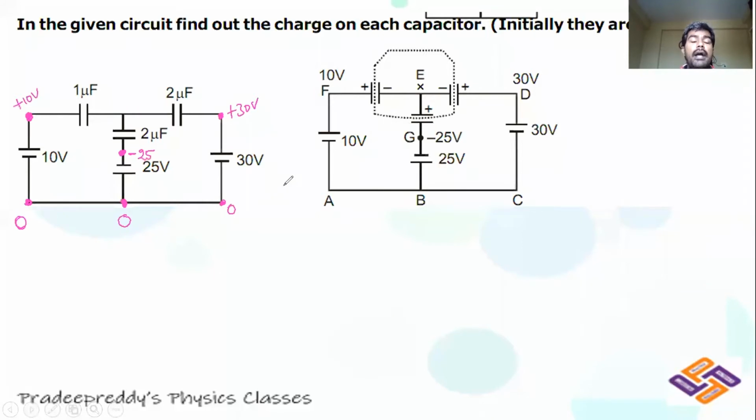And what is step 2? Identify the capacitors; you need to find out the potential difference across the capacitors. But here we have one node. Check it up, there is one node here.